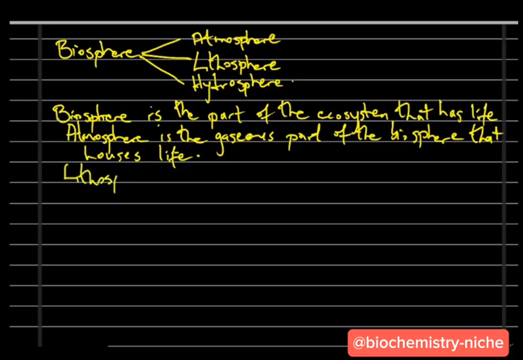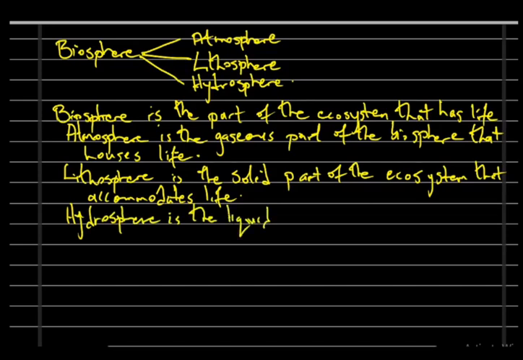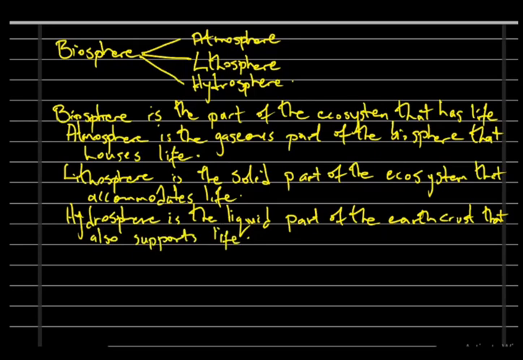Then the lithosphere. The lithosphere is the solid part of the ecosystem that accommodates life. That is the lithosphere. And then we have the hydrosphere, which is the water bodies or the liquid part of the earth or earth crust that also supports life. So those are the definitions of all of those spheres.